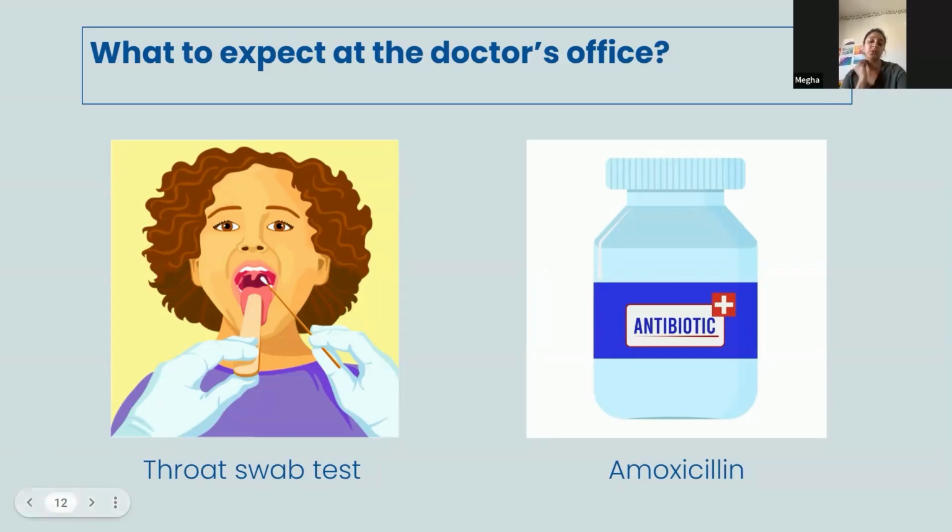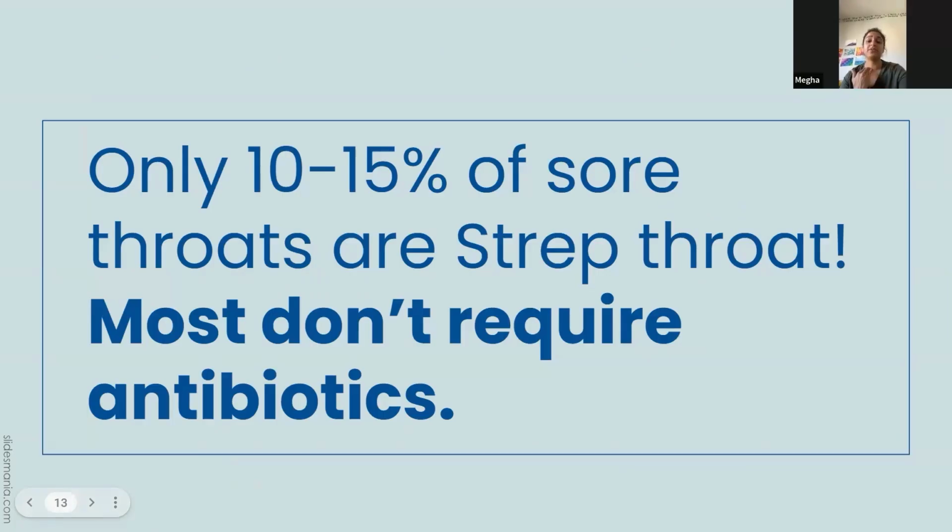And sometimes that throat swab test has some other things they test for, like COVID, flu, RSV, and all of that. Only 10 to 15% of actual sore throats are strep throat. It's from a viral infection usually, rather than from strep throat that's caused by a bacteria. And we want to avoid antibiotic resistance. We don't want to be just giving antibiotics anytime there's a sore throat, because there's other things that help.